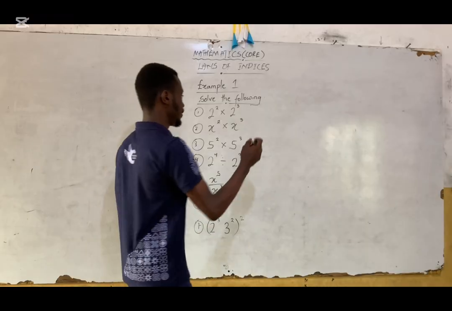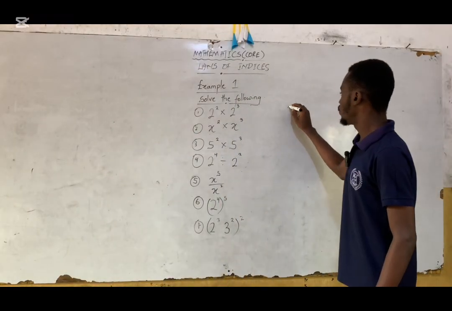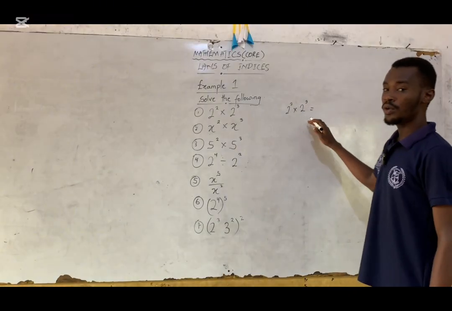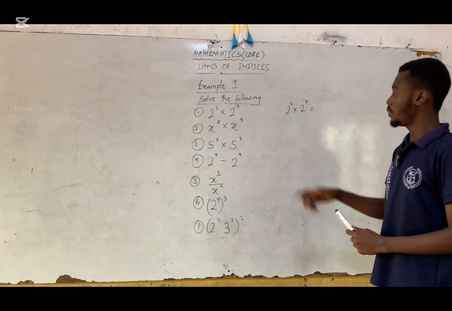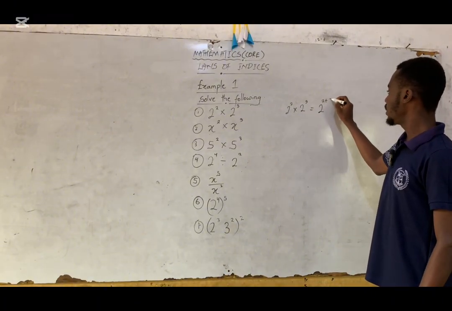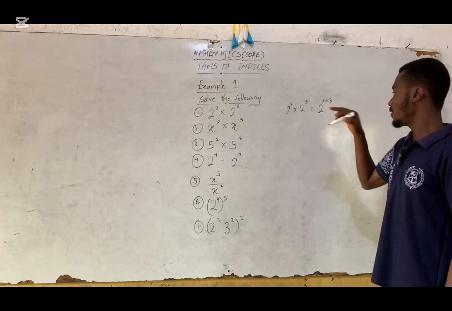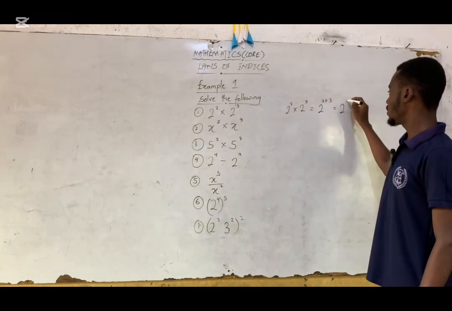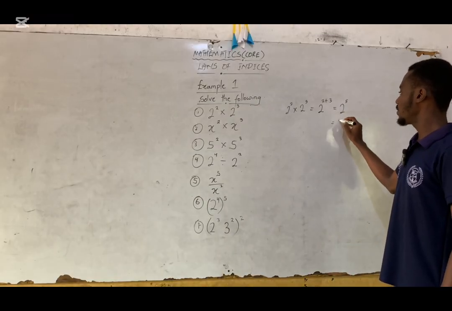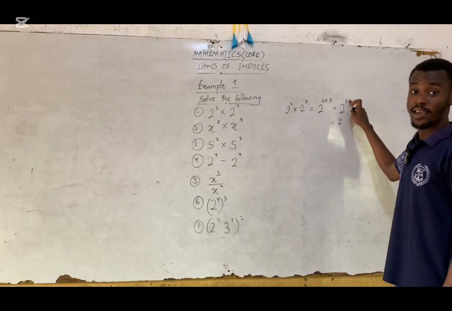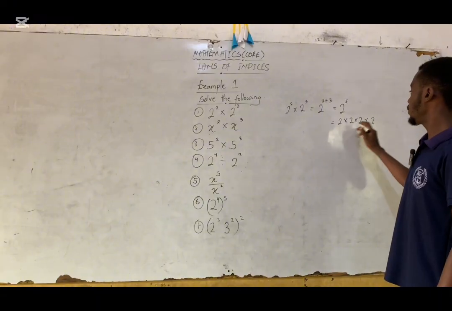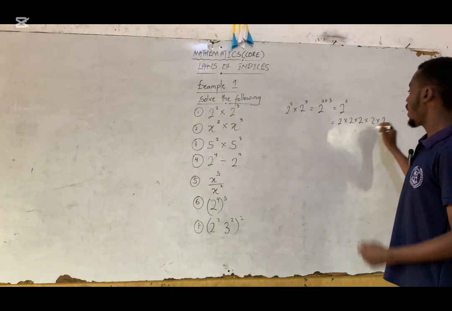As simple as that. So for this one, 2 exponent 2 times 2 exponent 3. Since they are multiplying with different exponents but the same base, we maintain the base and we add the powers. And what are we going to get? 2 plus 3 gives us 5, so 2 exponent 5. And when we expand 2 exponent 5, what are we getting? 2 multiplying itself 5 times. Don't forget this: 2 times 2 times 2 times 2 times 2, 1, 2, 3, 4, 5.